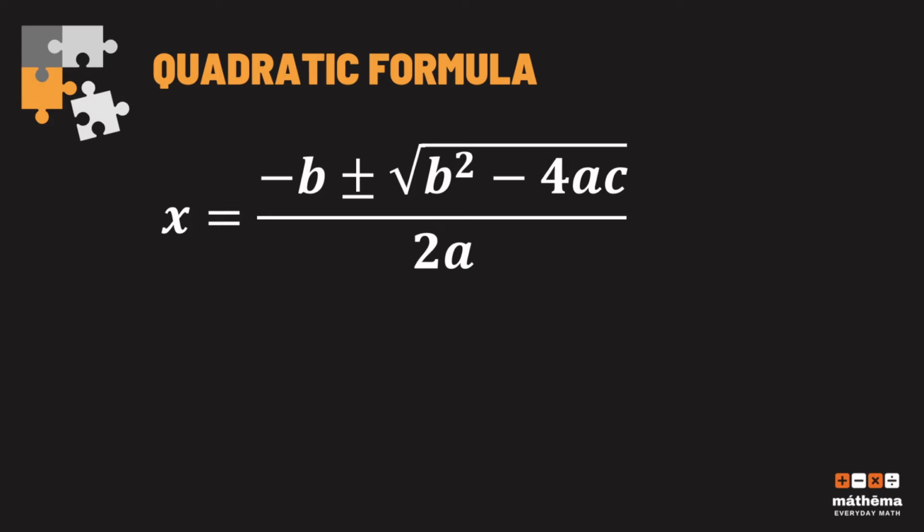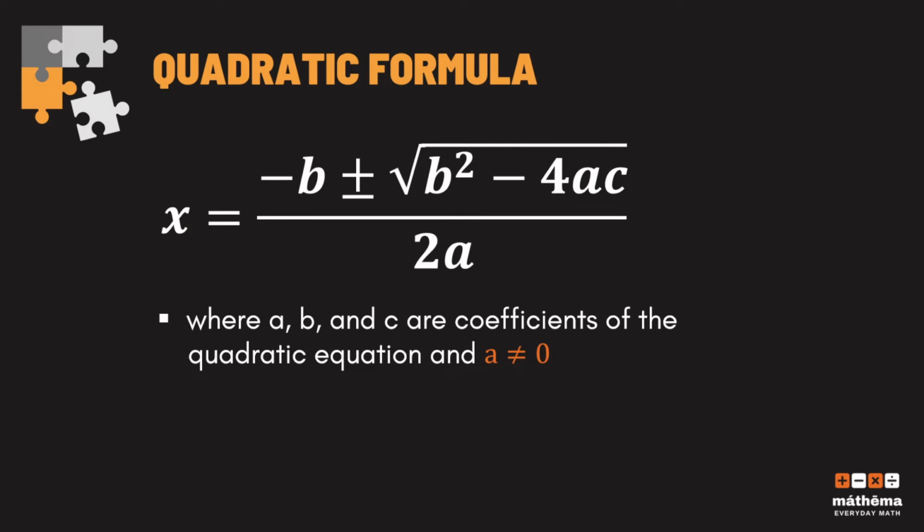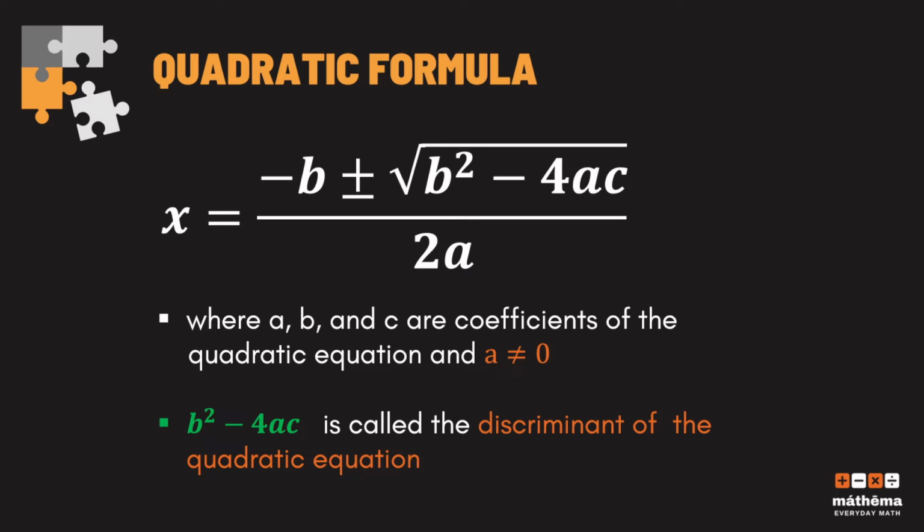You can still remember our quadratic formula was in the form of x is equal to negative b plus or minus the square root of b squared minus 4ac all over 2a. And again, a, b, and c are the coefficients and a should not be equal to 0. Now in this quadratic formula, b squared minus 4ac is called the discriminant of the quadratic equation.